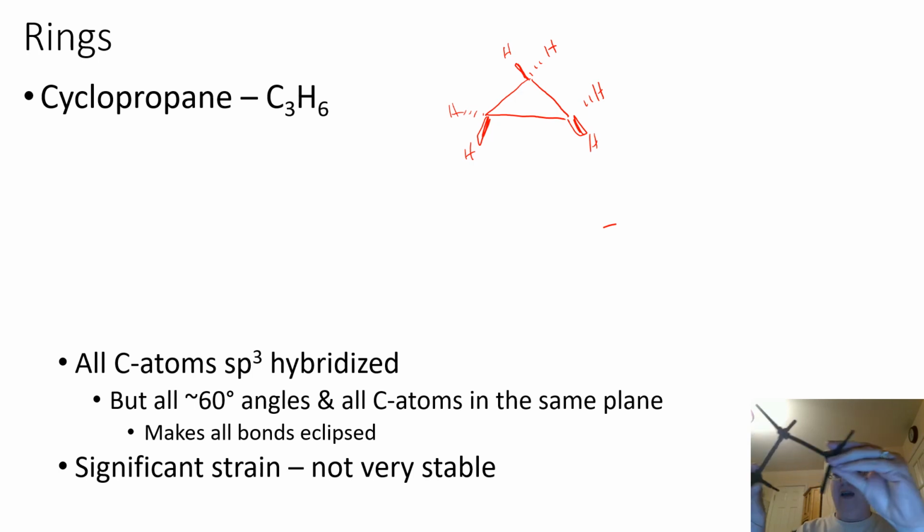If we actually look at my model kit, I can't even generate and make my model kit form that 3-membered ring because of the angle strain that is applied there, which is where our angle deviates significantly from the angle that we have based on the shape of the atom. So we can't even really make this with my model kit. It's a very unstable structure when we talk about cyclopropane.